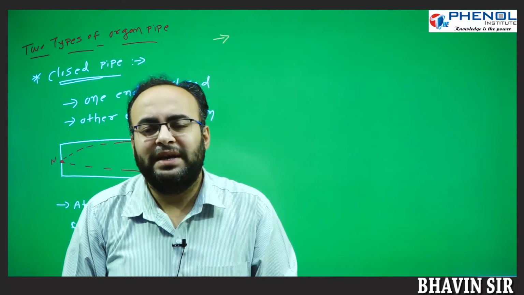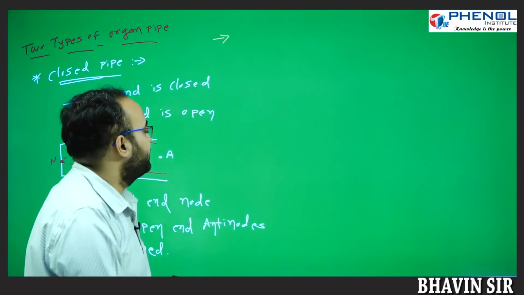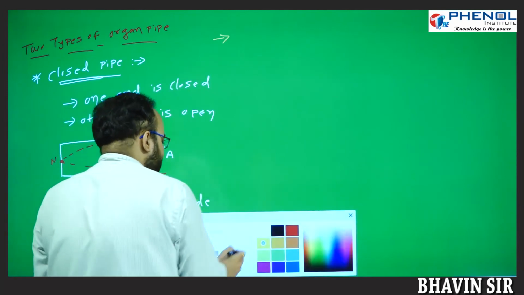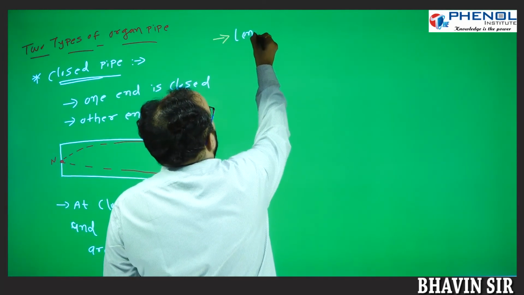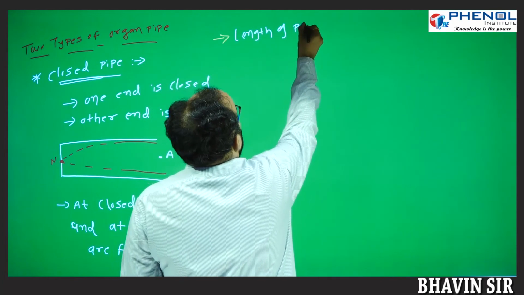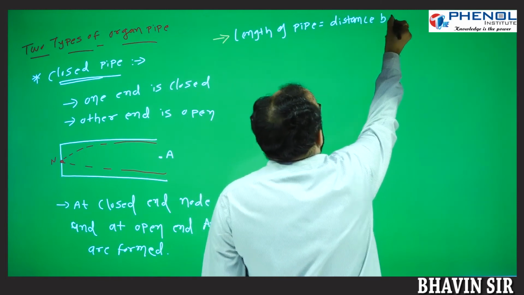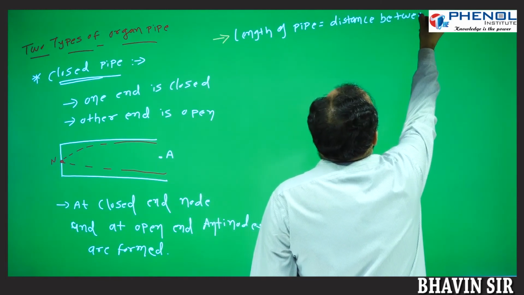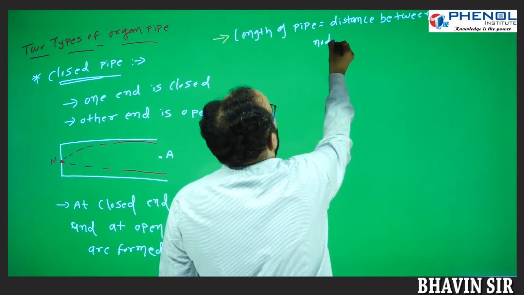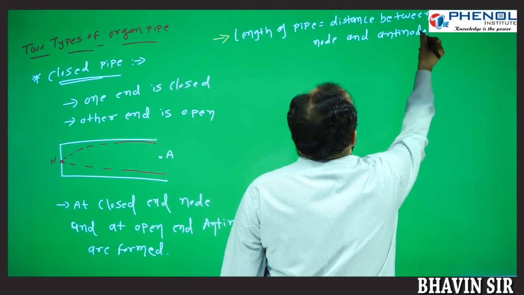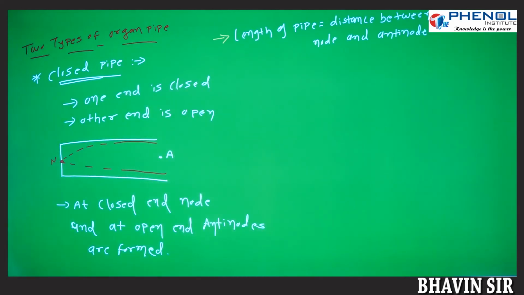So whistle is an example of a closed pipe, closed organ pipe, with a node at the closed end and an antinode at the open end. So students, if you want to find the length of the pipe, then we want to find the distance between node and antinode.